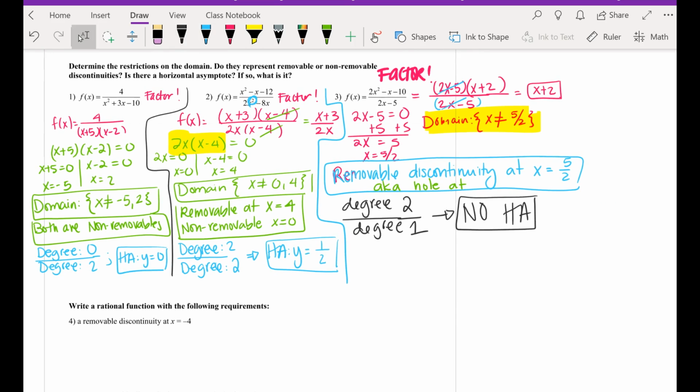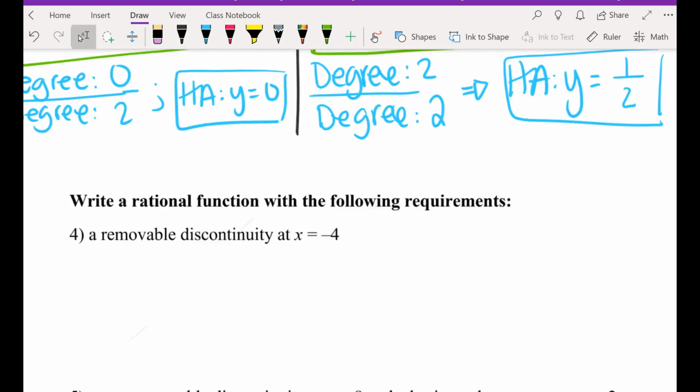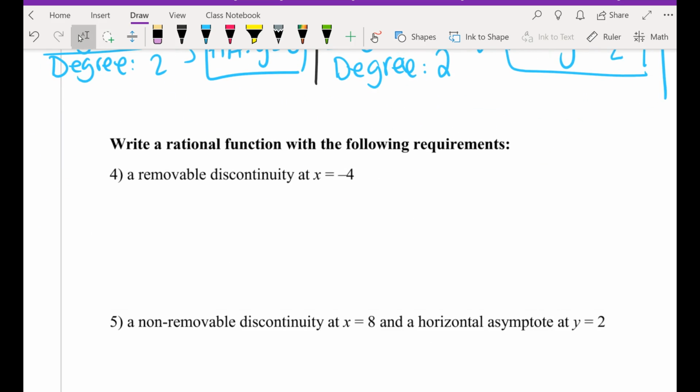Example 4. Can you help me read the instruction to example 4, please, Hope? Write a rational function with the following requirements. A removable discontinuity at x equals -4. Good job. Okay. A rational function. Is that a function that has fractions or no fractions? It has fractions. Very good. Okay. So I'm going to start with a fraction bar.